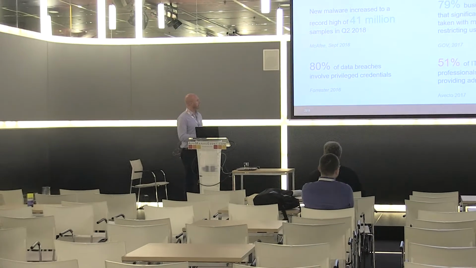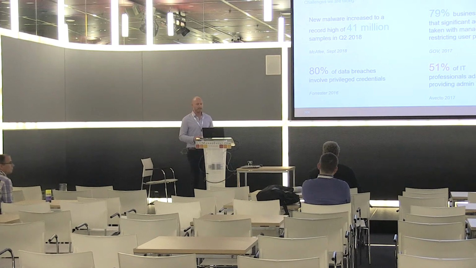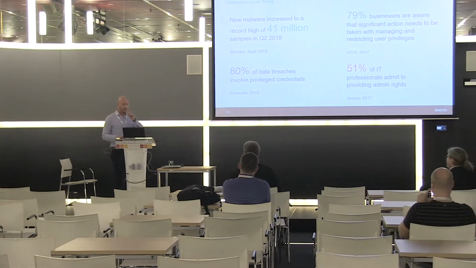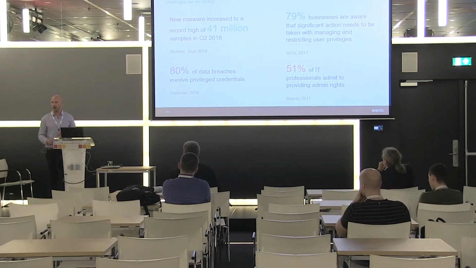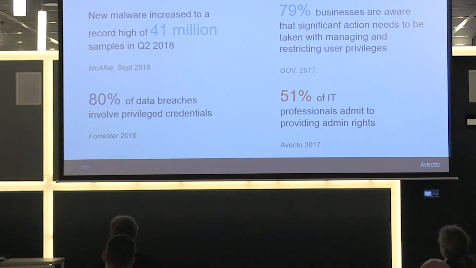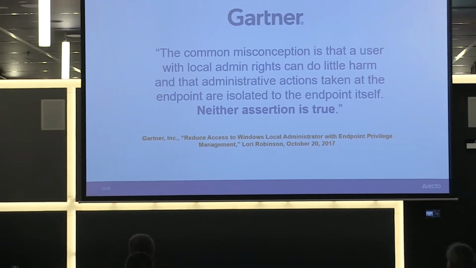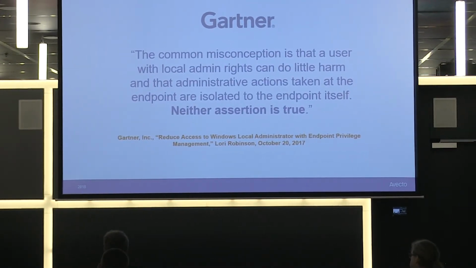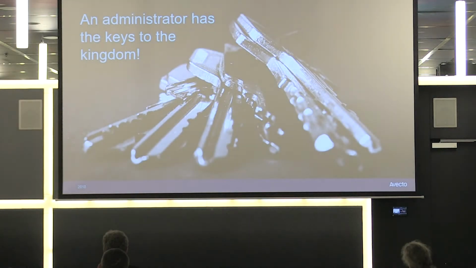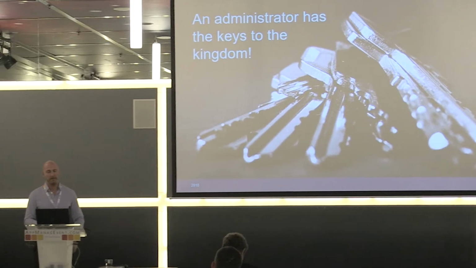What's also been found by Forrester is that 80% of breaches involve admin rights. So businesses are very aware that having overprivileged users and overprivileged accounts in an organization is something that we need to resolve. One of the biggest misconceptions is that having local admin rights on an endpoint is harmless, and that it's isolated to that single machine. That's actually incorrect, because hackers are looking for local admin rights so that they can get deeper access into the network and into the wider systems.